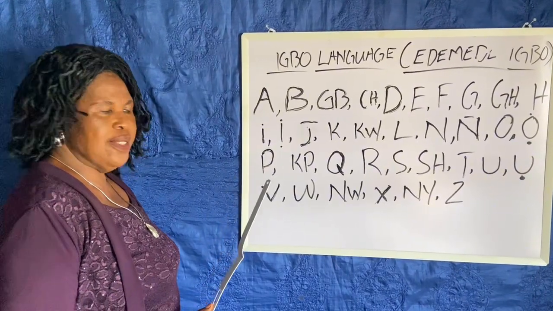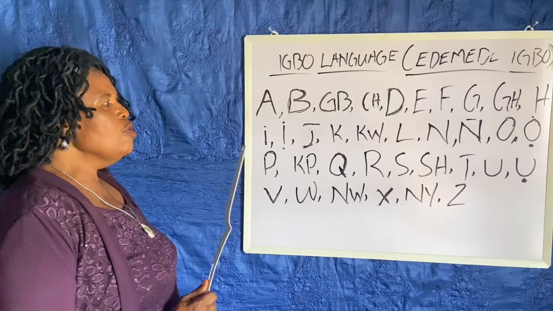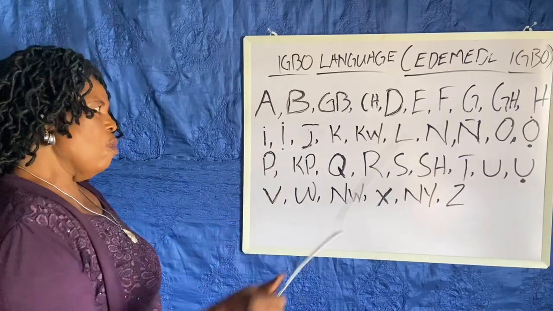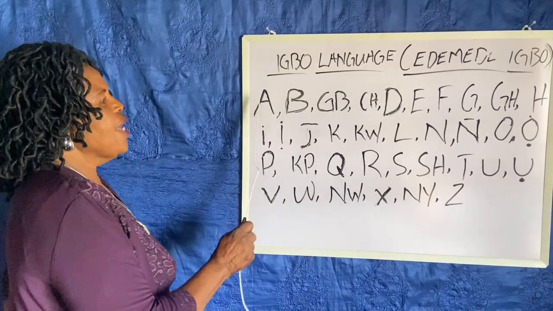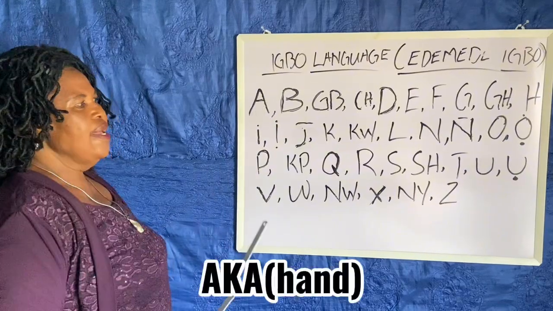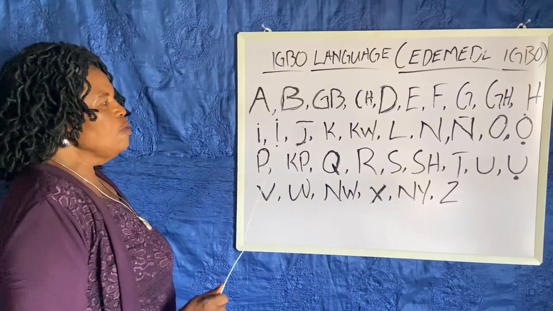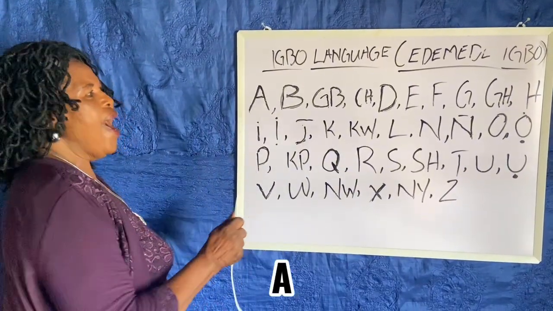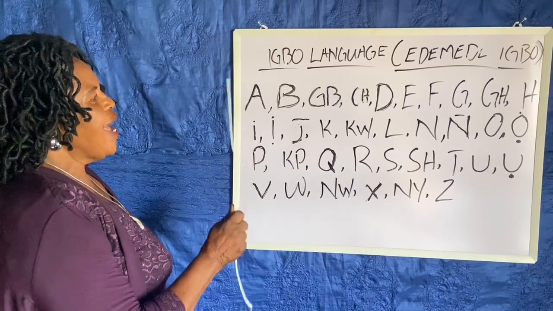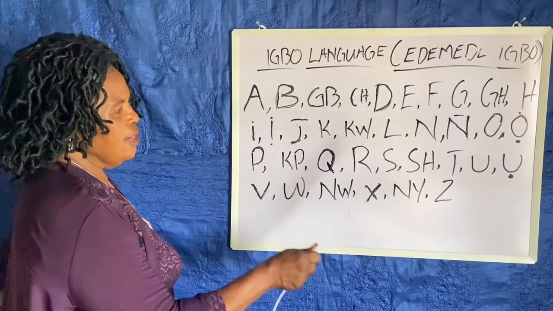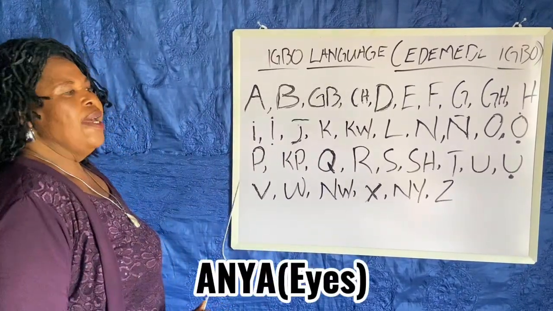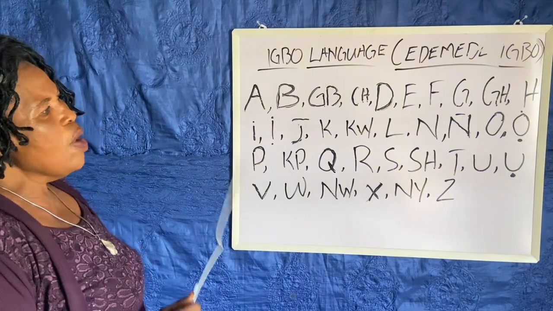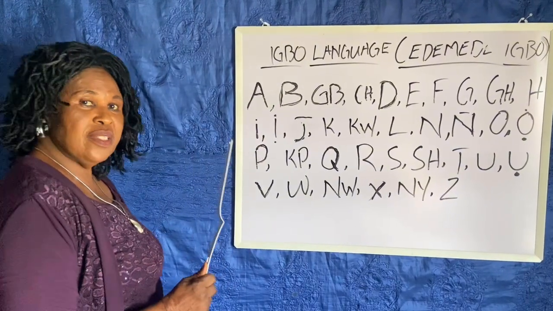of the Igbo alphabet. Take for instance, if you want to spell hand in Igbo, Aka is A-K-A, Aka. If you want to spell cloth in Igbo, A-K-A, Aka. If you want to spell eyes in Igbo, A-Nye-A, Anya. I just use these three examples to show you how important it is to know the pronunciation.